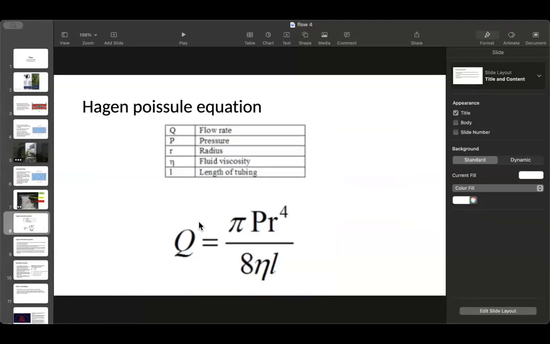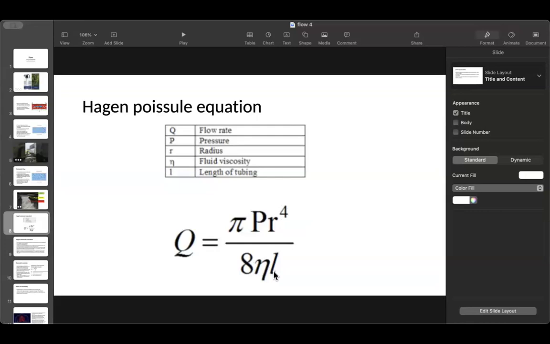We have a formula to help explain this all. It's called the Hagen-Poiseuille equation, where flow rate Q is equal to pi multiplied by pressure multiplied by the radius of the tube to the power of 4, divided by 8 multiplied by the fluid viscosity multiplied by length.